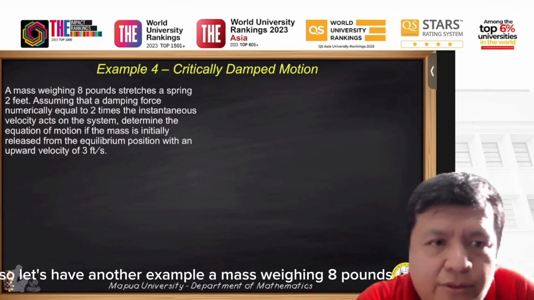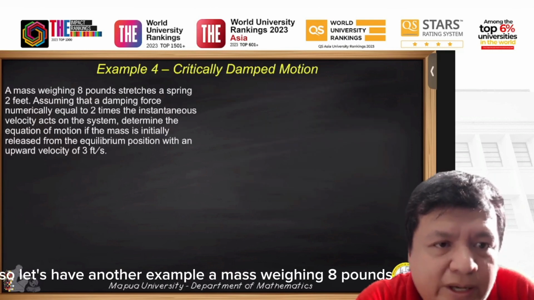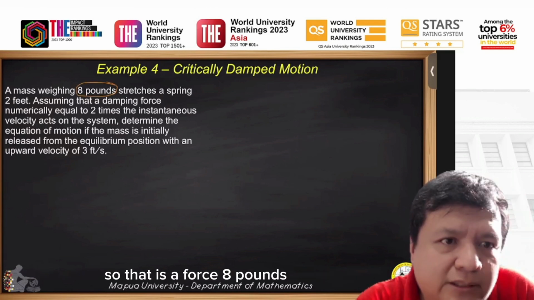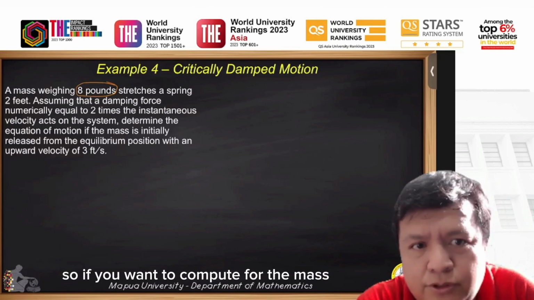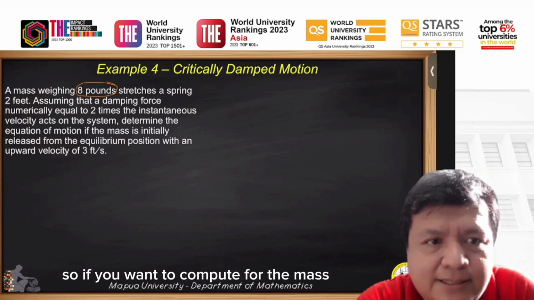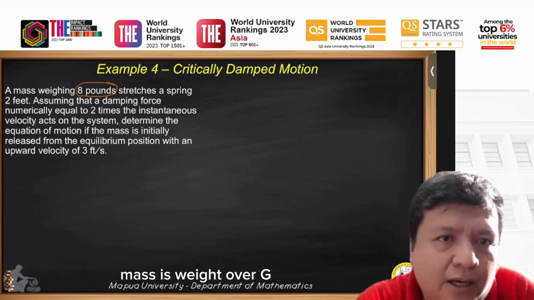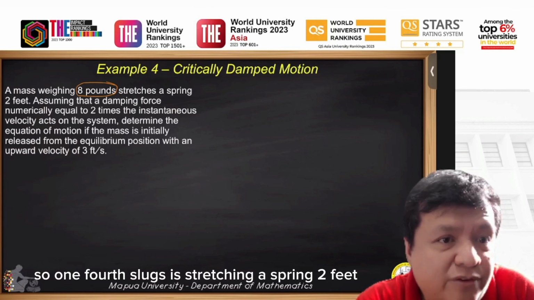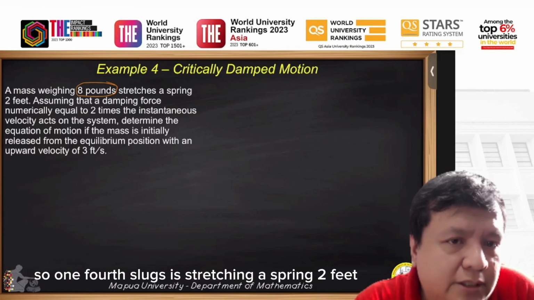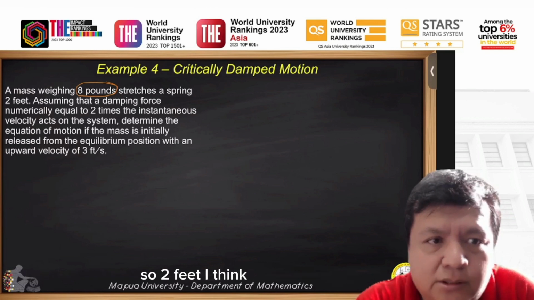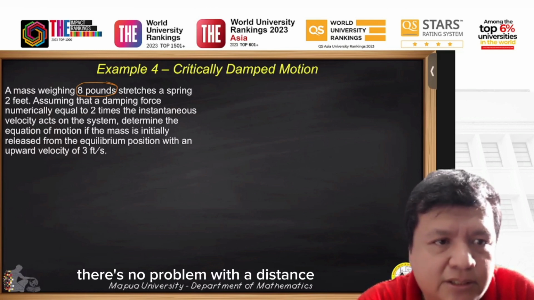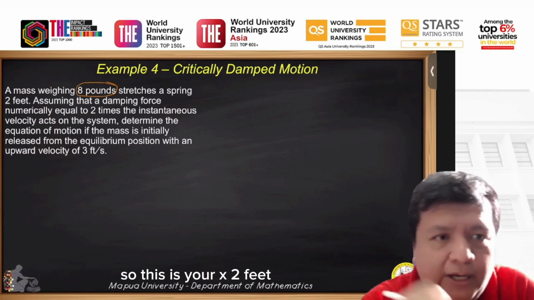So let's have another example. A mass weighing 8 pounds. So 8 pounds, so that is a force, 8 pounds. So if you want to compute for the mass, it is weight over g. So 8 over 32, so 1/4 slugs, is stretching a spring 2 feet. So 2 feet, I think there's no problem with the distance. So this is your x, 2 feet.